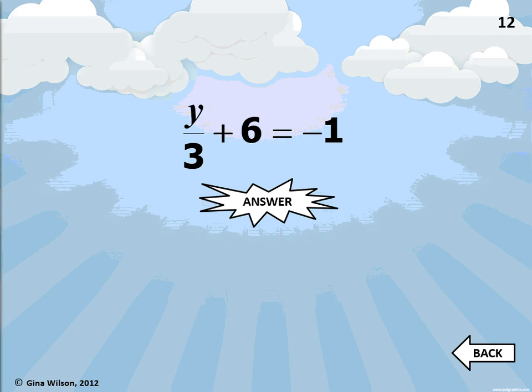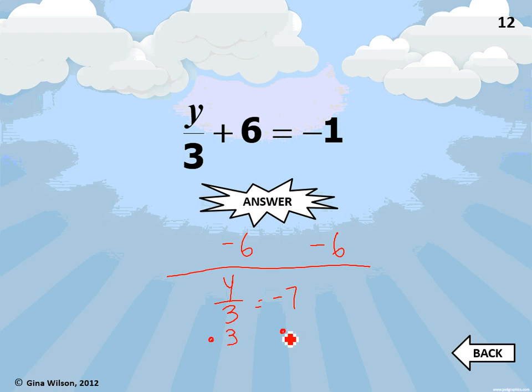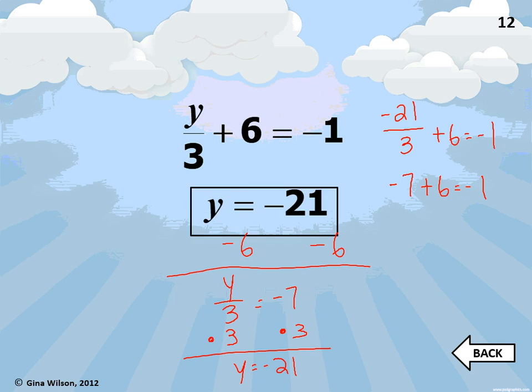y divided by 3 plus 6 equals negative 1. So we're going to subtract 6 from both sides. We got y divided by 3 equals negative 1 minus 6, which is negative 7. We're now going to get rid of this dividing by 3, so we're going to multiply by 3. y equals negative 21. Let's plug it in to make sure. Negative 21 divided by 3 plus 6 is negative 7 plus 6, which does equal negative 1. So our answer is correct, negative 21.